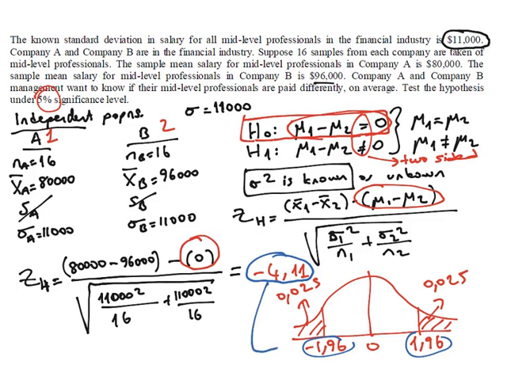So I need to just compare my test statistic with these thresholds. I can say that this test statistic falls into the rejection region. So what is my decision? H0 is rejected. What does this mean? Comment.